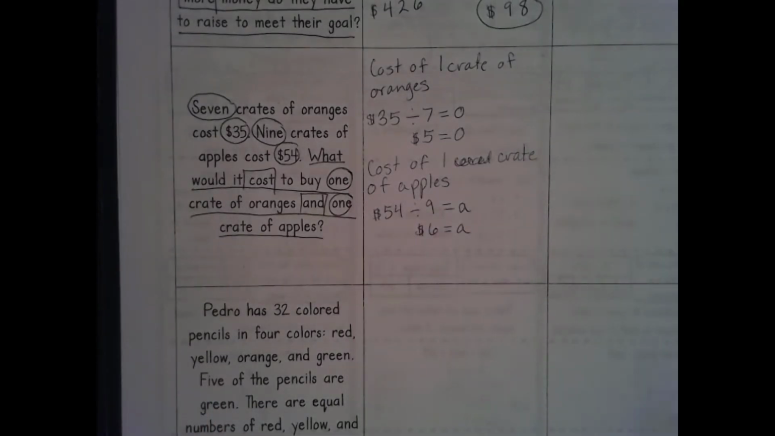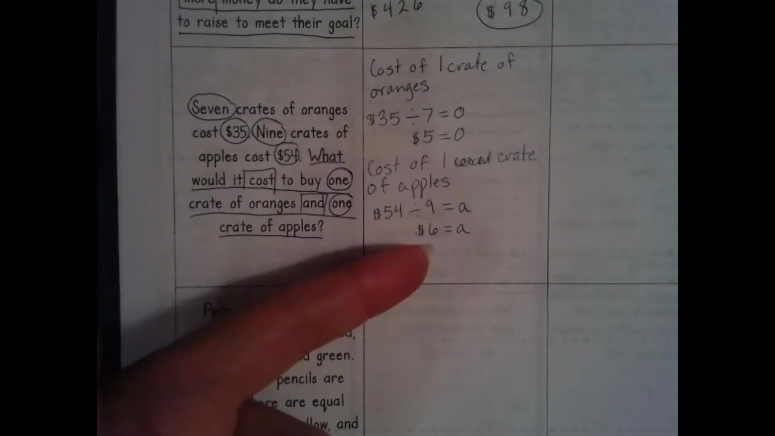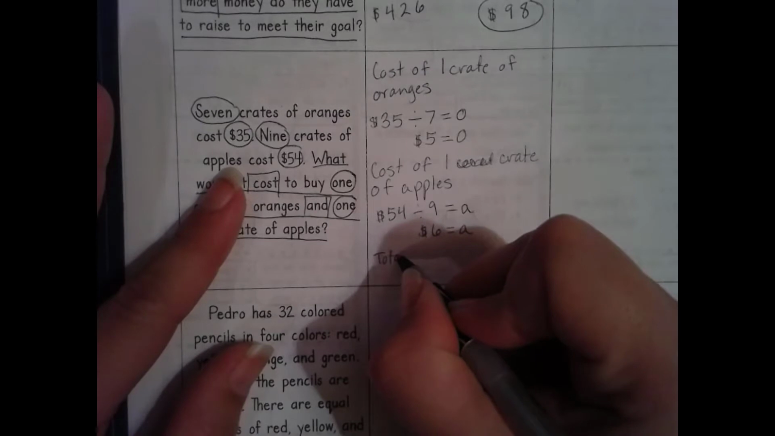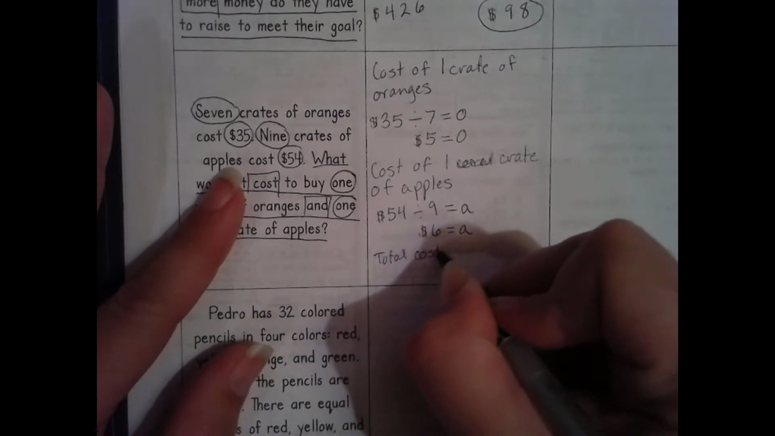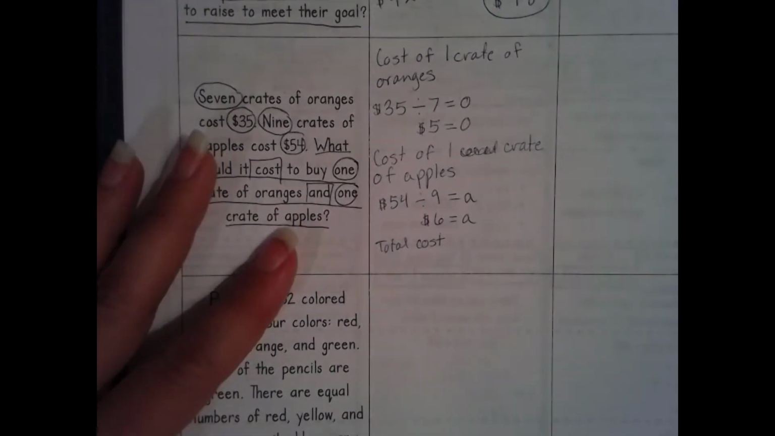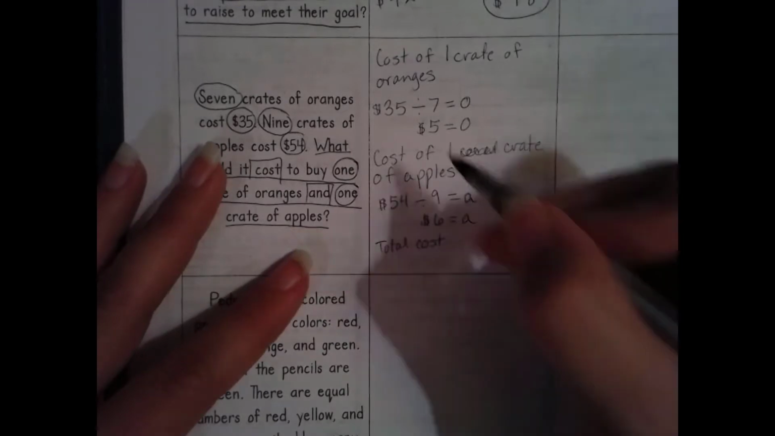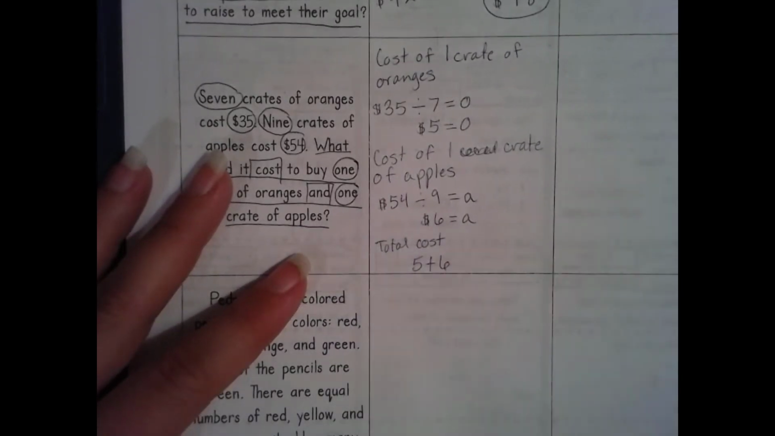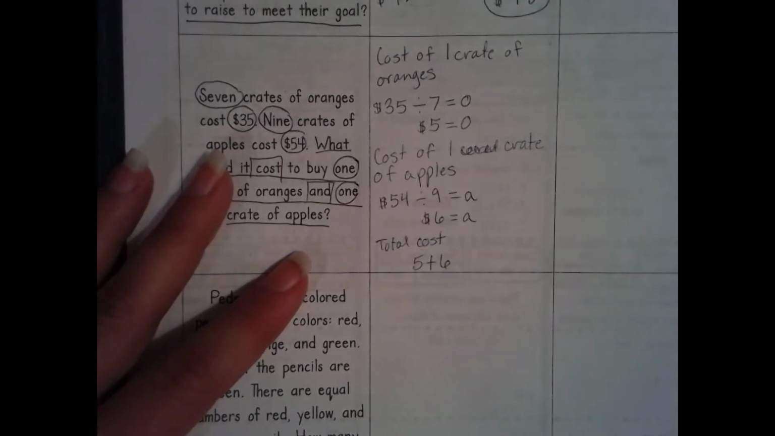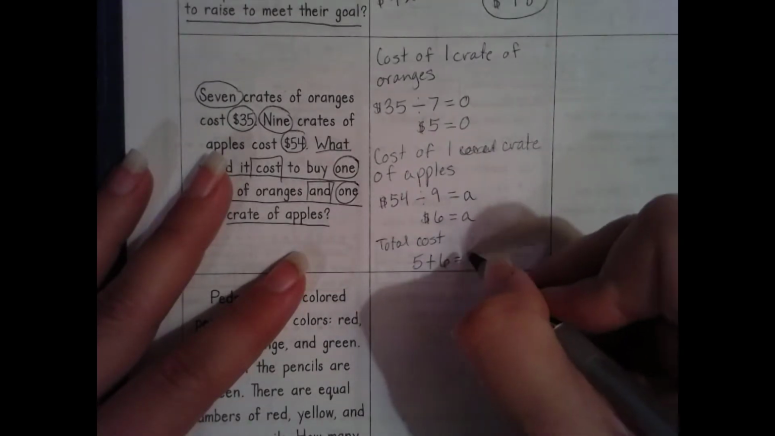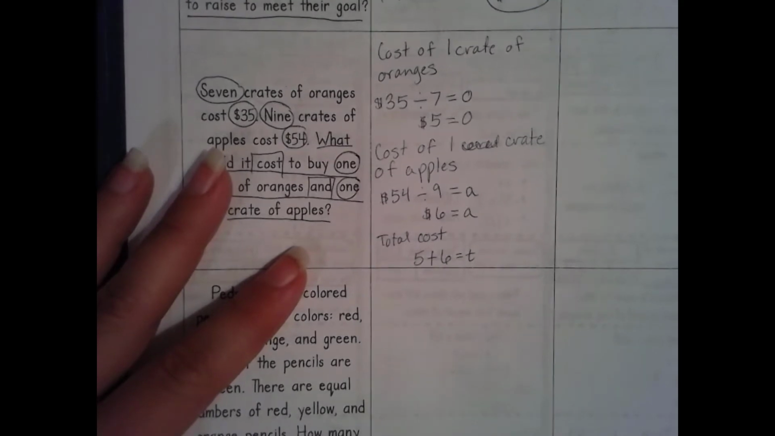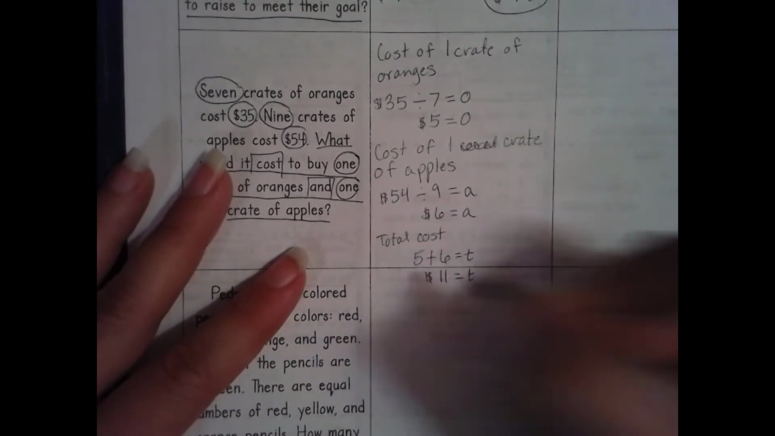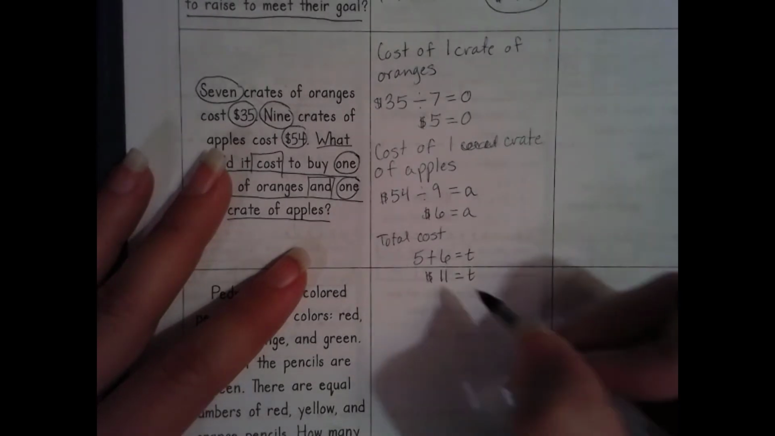Well, now, how much would it be if I bought 1 of these and 1 of these? Well, total cost. When I don't know the total, I add or multiply. Since I am joining together unequal groups, that means I'm going to add. 5 plus 6 will tell us our total. 5 plus 6 is 11. $11.